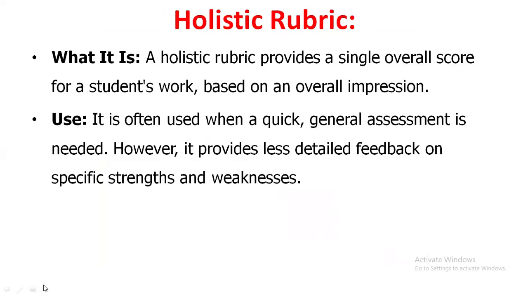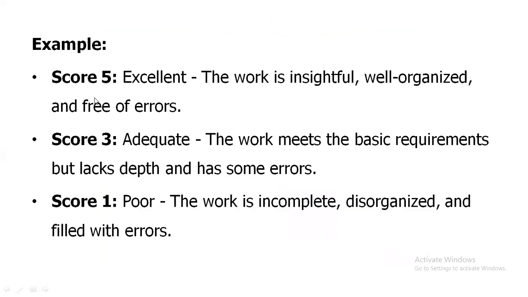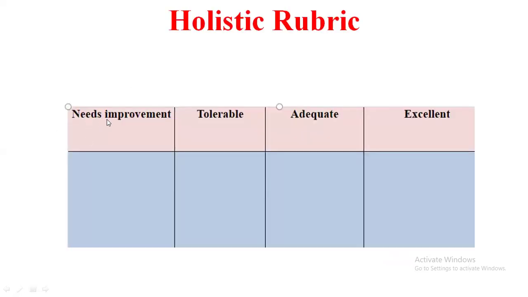A holistic rubric provides a single overall score for a student's work based on the overall impression. It is often used for quick and general assessment if needed. However, it provides less detailed feedback on specific strengths and weaknesses. Score 5, excellent, the work is organized and free of errors. 3, adequate, the work meets the basic requirements but lacks depth and has some errors. Score 1, the work is incomplete, disorganized, and filled with errors. Holistic: needs improvement, tolerable, adequate, excellent.